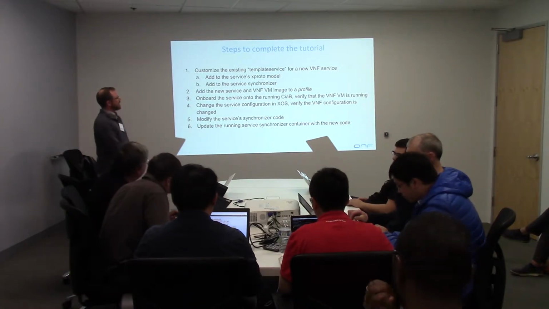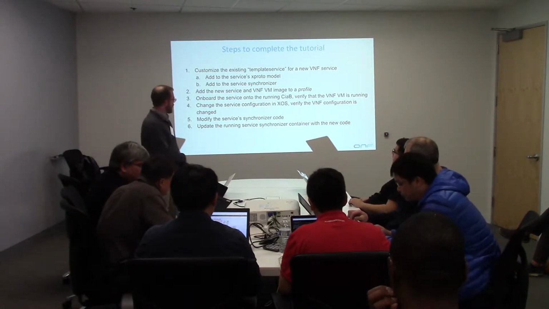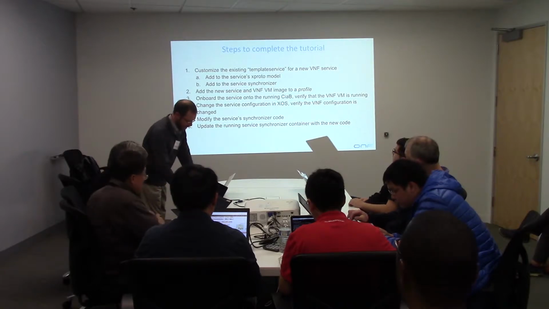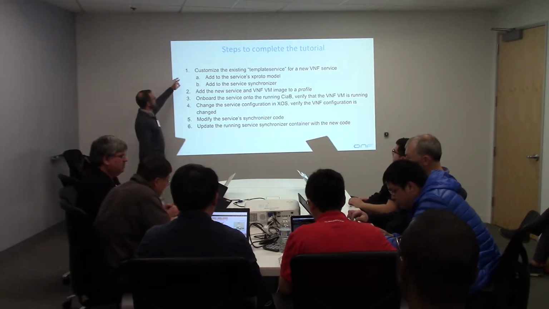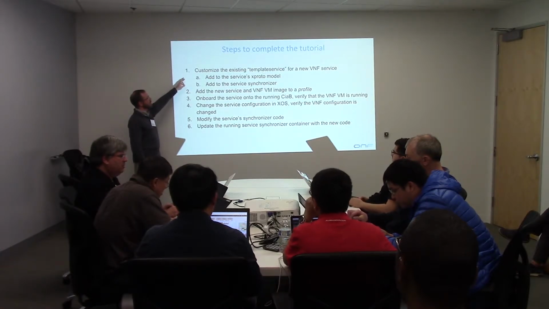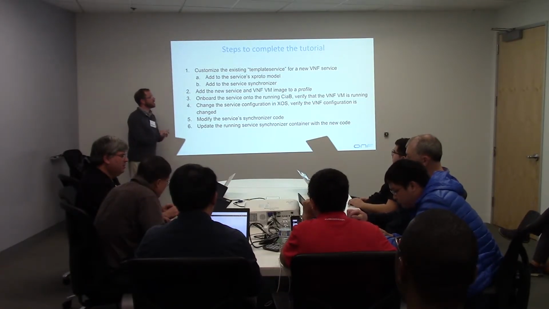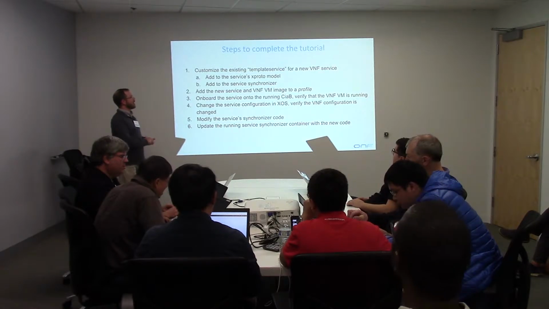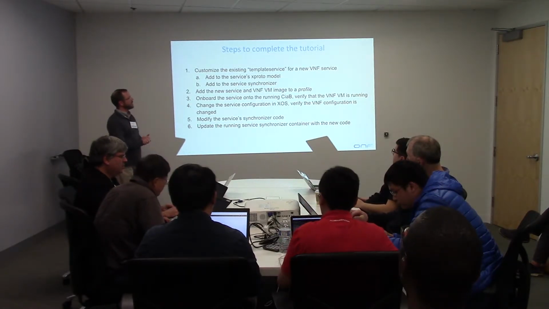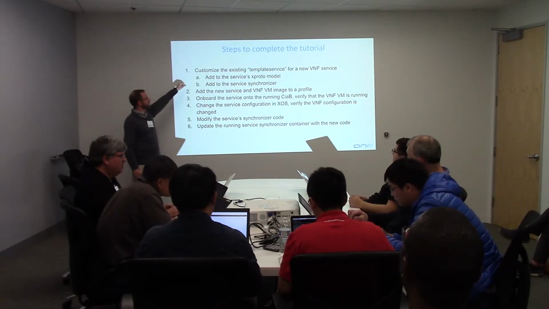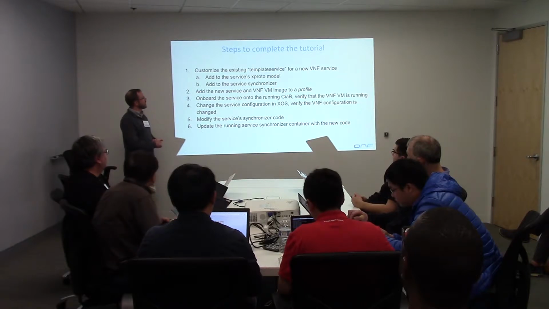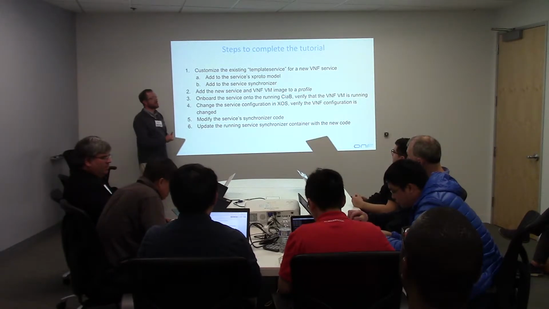Okay, the steps to complete the tutorial, and these are also summarized in the document, are these. So first, we're going to customize an existing service called template service. It's set up basically as a blank service for a new VNF. And so this is going to mean adding to the service's model its xproto file, and also adding to the service synchronizer.